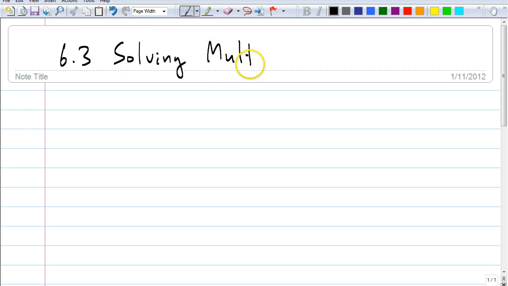Multi-step inequalities. So let's see who remembers everything that we learned so far. So let's start with example 1.